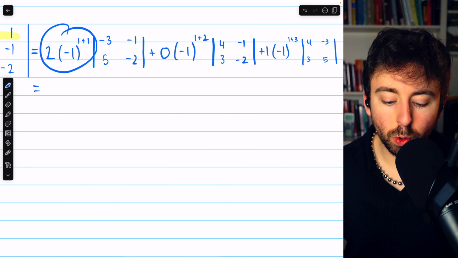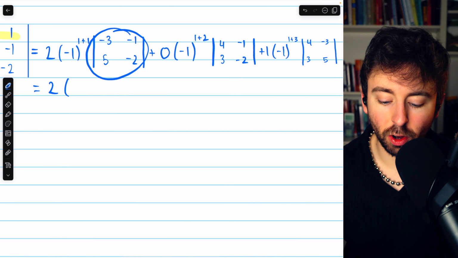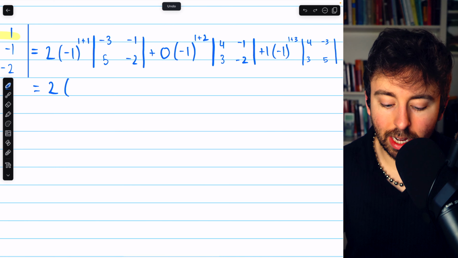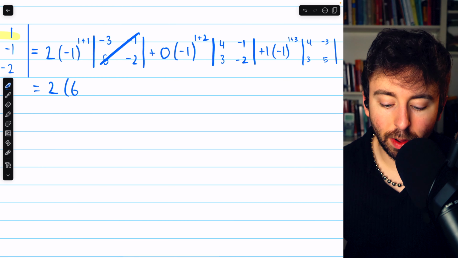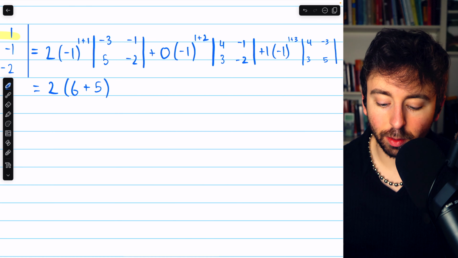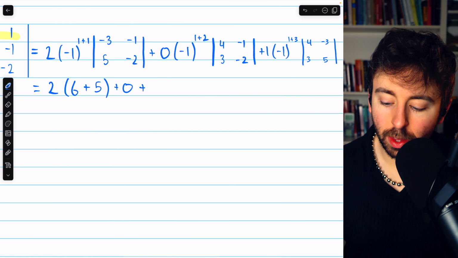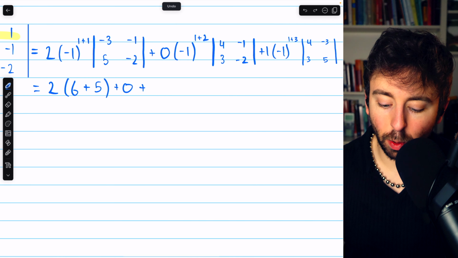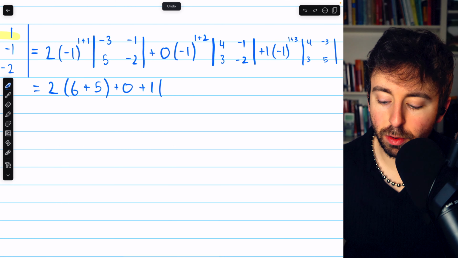So we're going to have 2 times negative 1 to the 2, which is just 2, and then multiply by this determinant. Negative 3 times negative 2 is positive 6. And then negative 1 times 5 is negative 5. So subtract negative 5, which is the same as adding 5. The next term is just 0. And then the last term is 1 times negative 1 to the 4, so just 1, multiplied by the determinant of this 2 by 2 matrix.